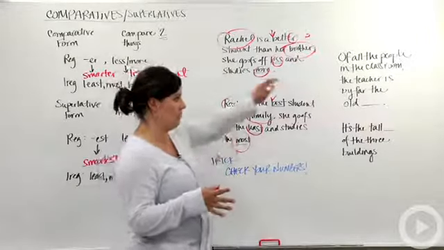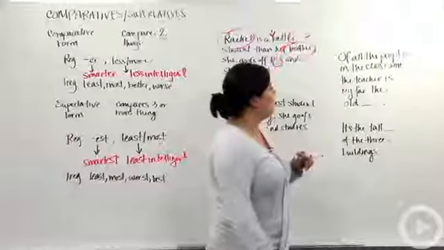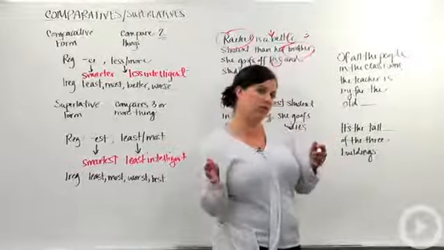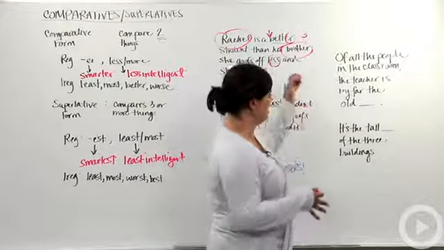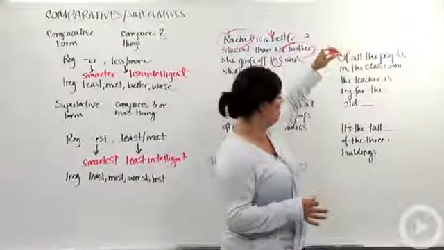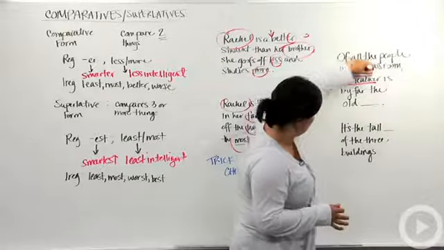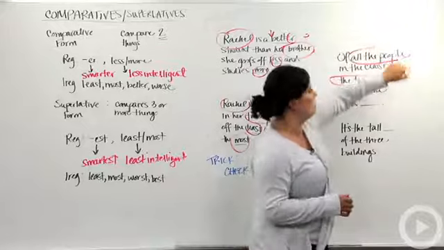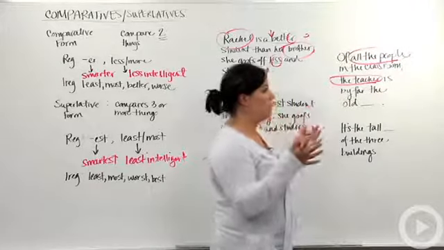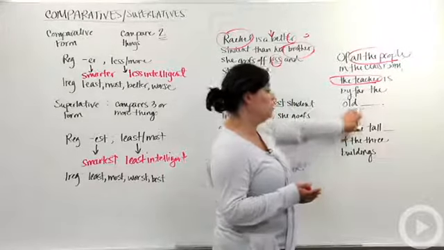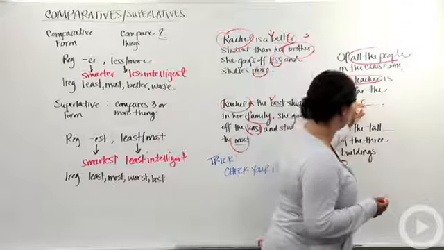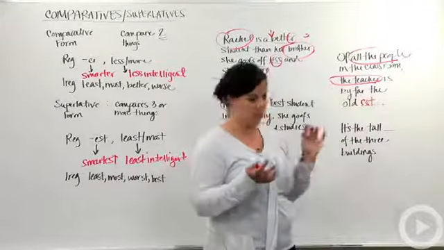Let's take a look at some fill in the blanks here. Of all the people in the classroom, the teacher is by far the older or the oldest. Let's take a look. So we've got the things being compared. The teacher, and that teacher is being compared to all the people in the classroom. We know that that's more than two people, so we've got to fill this in with the superlative. It should be by far the oldest.